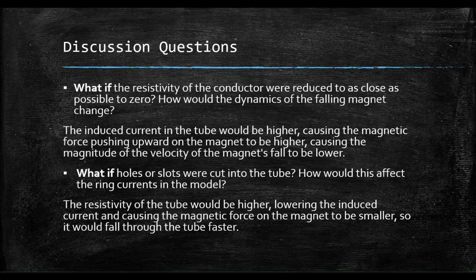What if holes or slots were cut into the tube? How would this affect the ring currents in the model? The resistivity of the tube would be higher, lowering the induced current and causing the magnetic force on the magnet to be smaller, so it would fall through the tube faster.